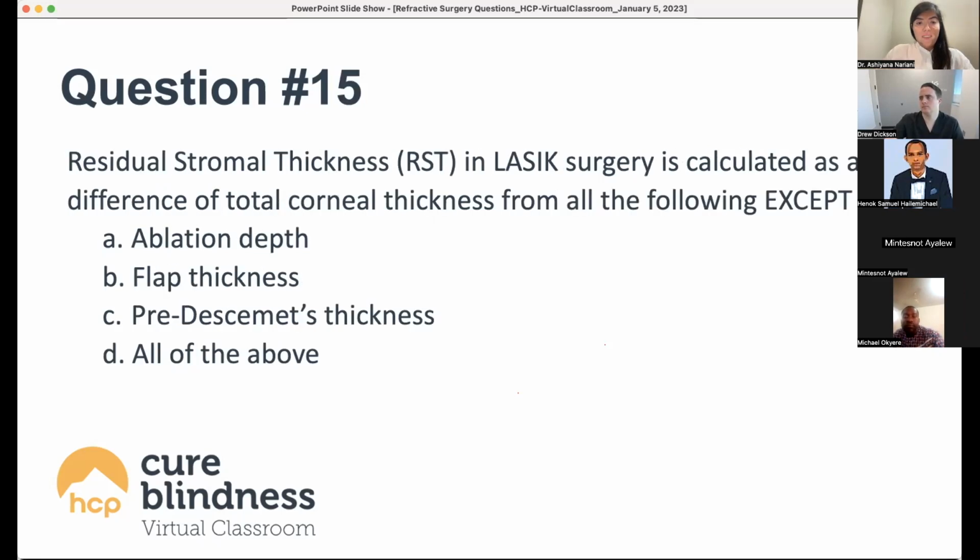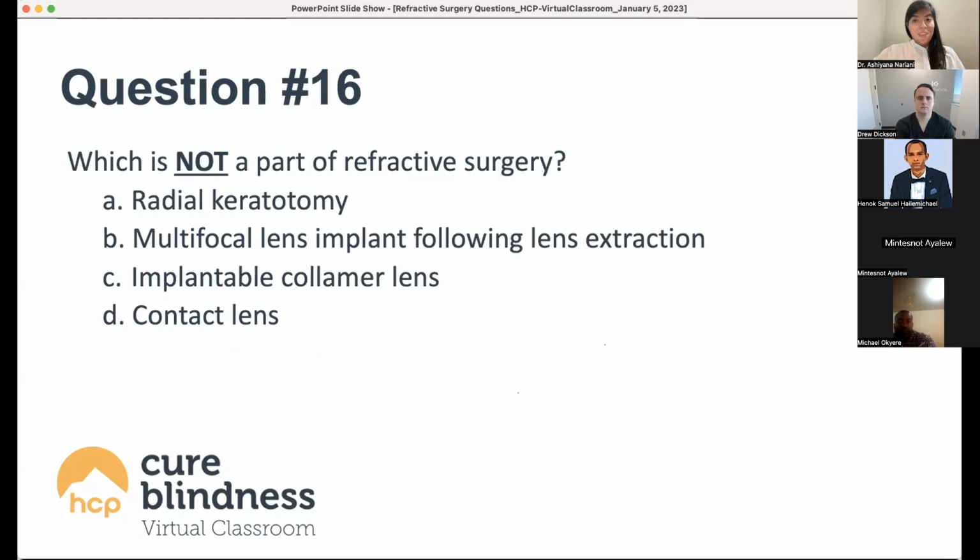Question number 15. Residual stromal thickness in LASIK surgery is calculated as a difference of total corneal thickness from all of the following except, is it A, ablation depth, B, flap thickness, C, pre-operative thickness, or D, all of the above?